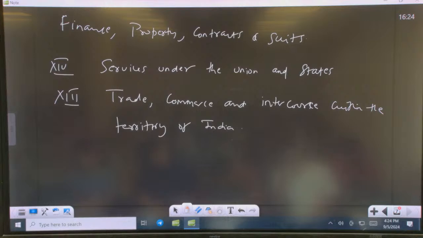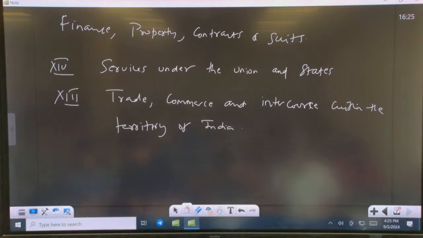Its summary is that no state can prefer any state in terms of trade and commerce, okay? And no state can put another state at a disadvantage in terms of trade and commerce. It means every state and every union territory has to treat every other union territory and state at par, fairly and squarely, without any bias, without any pressure, or without any favor, as far as trade and commerce is concerned.